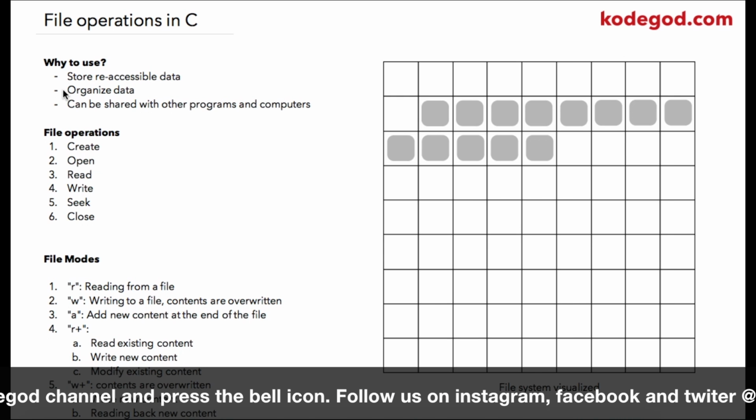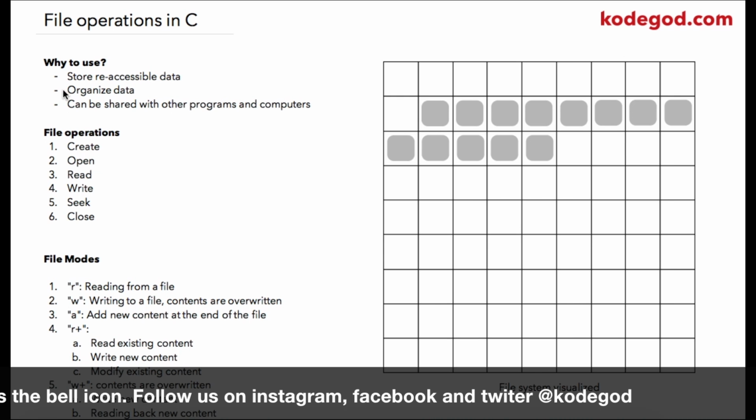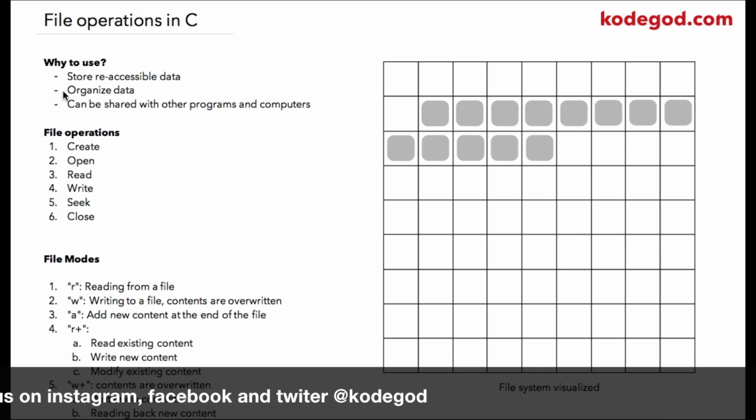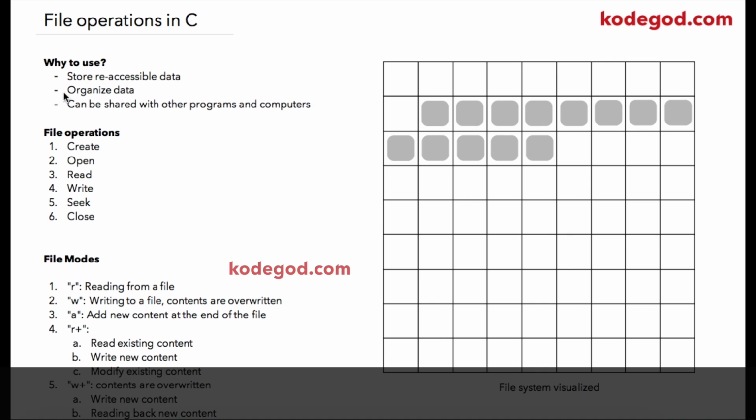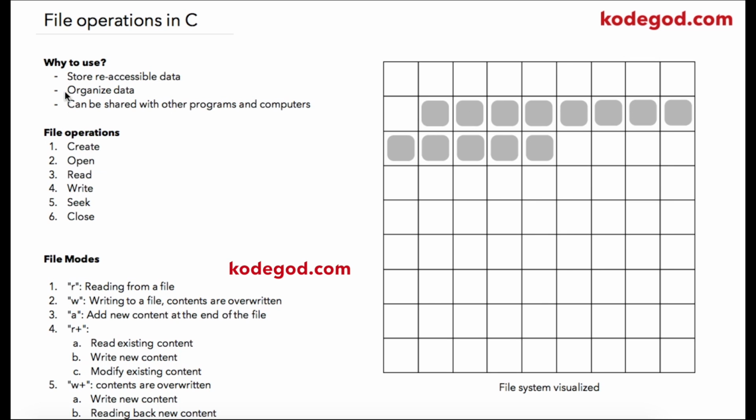Another advantage of using files is that your files can be shared with other programs and other computers. For example, when you create a file in C, that file can be opened in any text editor. So that is how we can re-access the data, and it can be shared with other programs and computers. These are the main important advantages of using files.